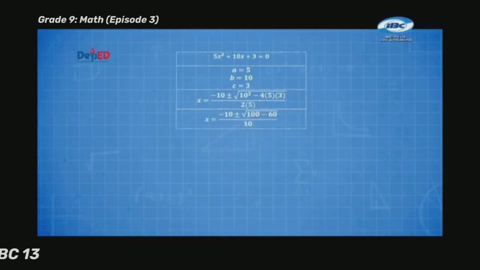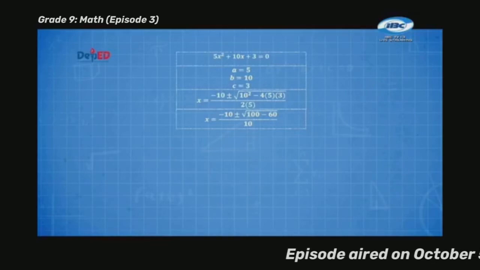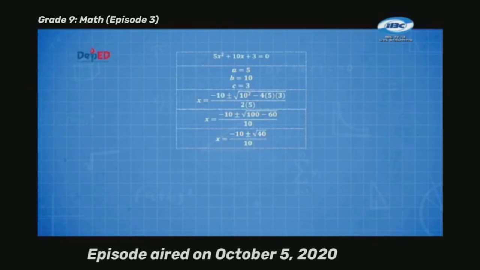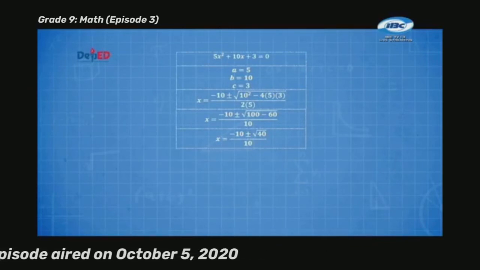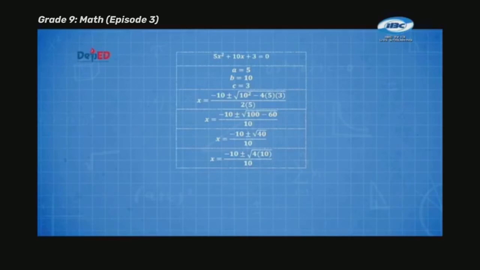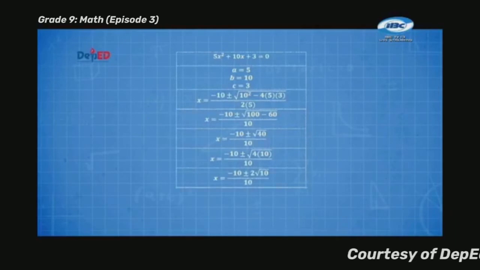What appears now under the radical sign is 100 minus 60, since 10 squared is 100, and this is decreased by the product of 4, 5, and 3, which is 60, while the denominator is simplified as 10 because 2 times 5 is 10. 100 minus 60 is 40. Hence, the discriminant of the equation, which appears under the radical sign, is 40. And 40 is not a perfect square number, but it has perfect square factors, the greatest of which is 4. So, we express 40 as the product of 4 and 10, and then take out the square root of 4, which is 2, and retain 10 under the radical sign.